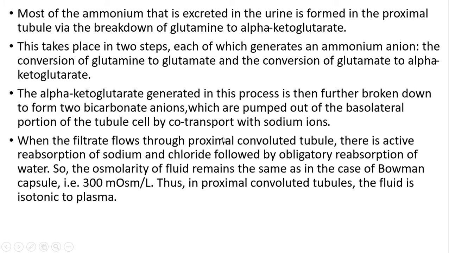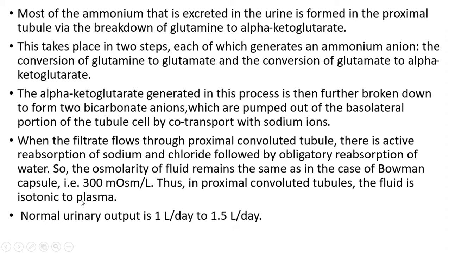When the filtrate flows through the proximal convoluted tubule, there is an active reabsorption of sodium and chloride followed by obligatory reabsorption of water. So the osmolarity of the fluid remains the same as in the Bowman's capsule, that is 300 mOsm per liter. Thus, in the proximal convoluted tubule, the fluid is isotonic to the plasma. The normal urinary output is 1 to 1.5 liters per day.